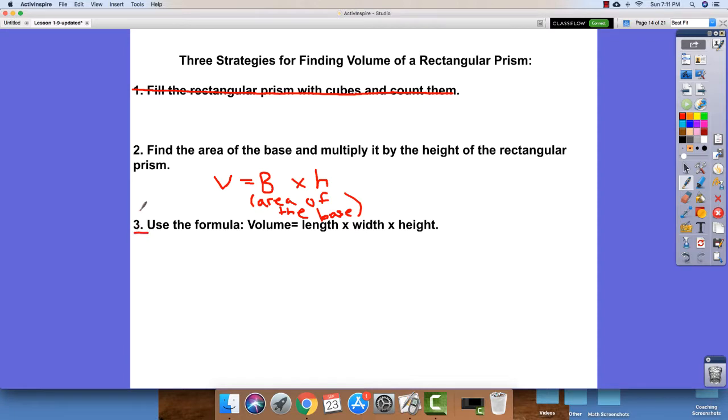The other formula is connected to the formula of area of the base times the height, and that is volume equals length times width times height. And we talked about how this formula is connected to this one. Okay, these two are connected because if you're going to find the area of the base, well, the area of the base of a rectangular prism is a rectangle, so area equals length times width. So when you're doing length times width, you're really finding the area of your base.